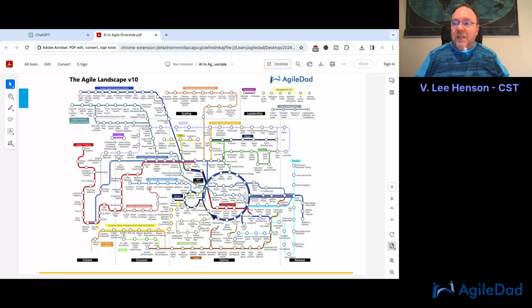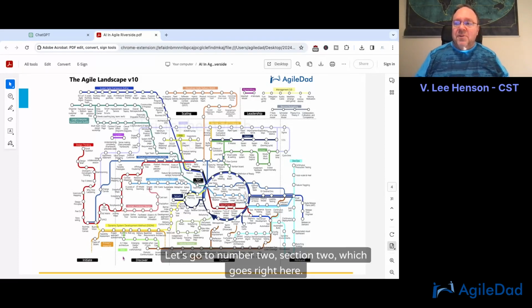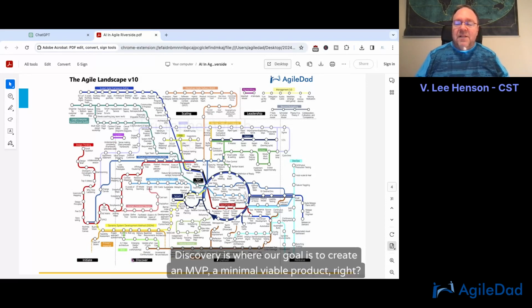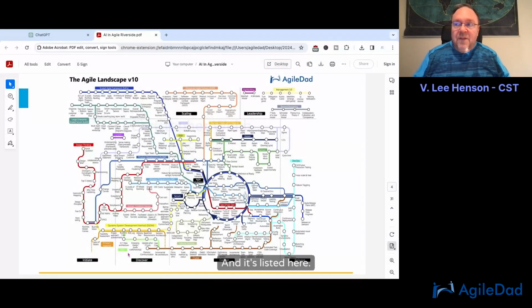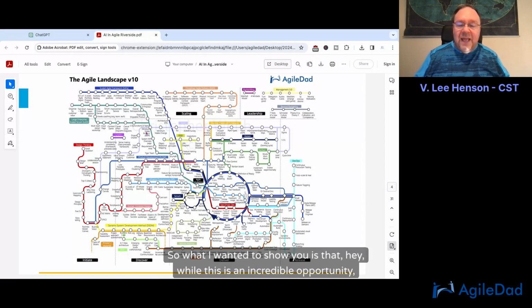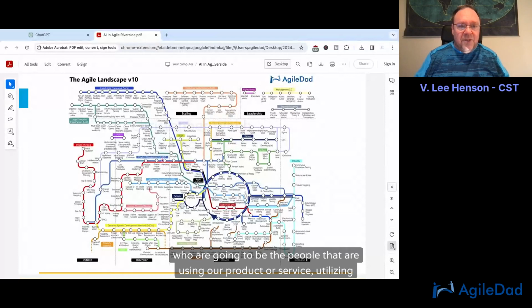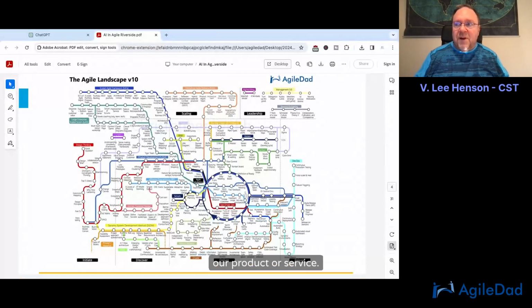Okay, let's go to number 2. Section 2, which goes right here, is called discovery. Discovery is where our goal is to create an MVP, a minimal viable product, right? And it's listed here. So what I wanted to show you is that, while this is an incredible opportunity, we want to make sure that we start off by identifying who our targeted personas are, who are going to be the people utilizing our product or service.